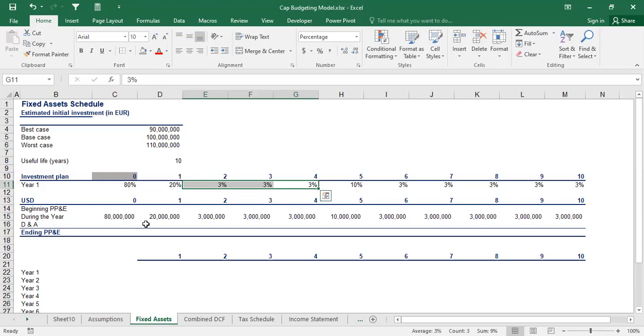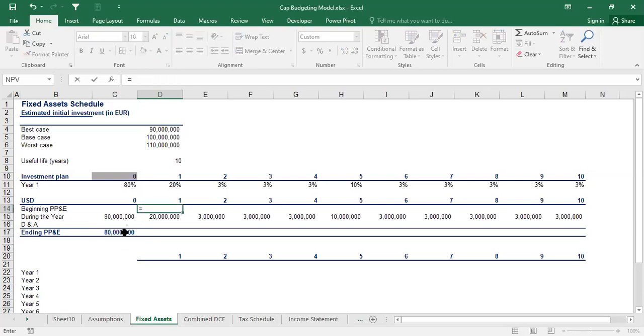So then you have to calculate your depreciation. So in year one, what will happen? In year zero, there is no depreciation because there is no production going on. We just make a total. So my ending PPE was 80 million, and this goes as the opening PPE for the next period.